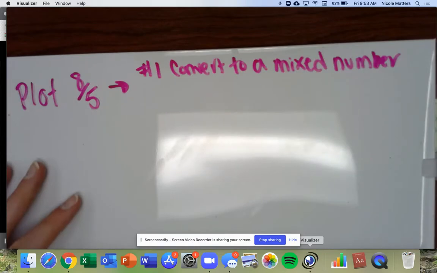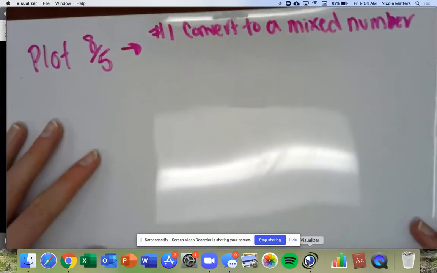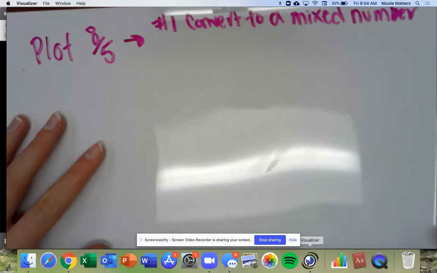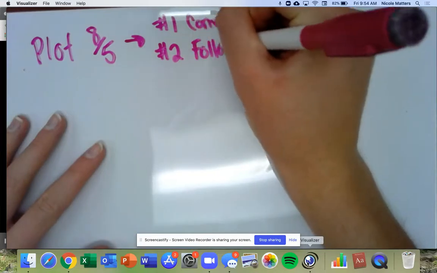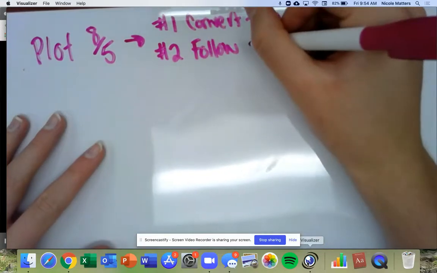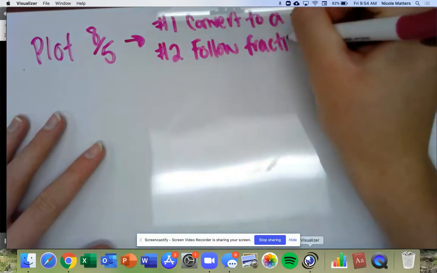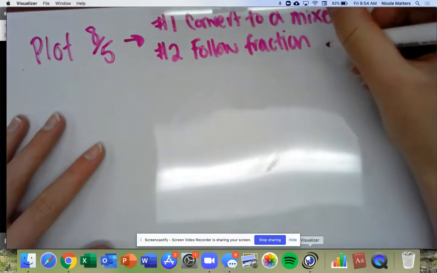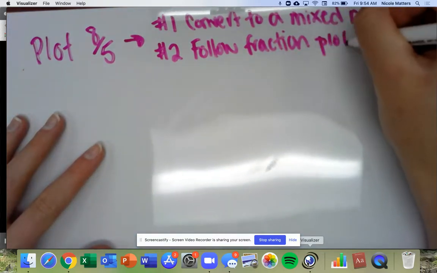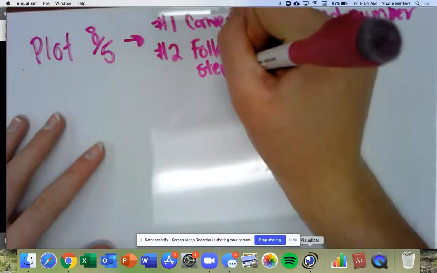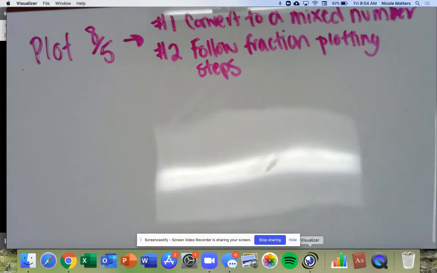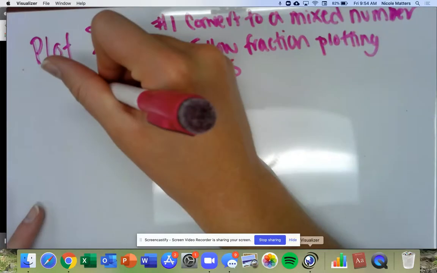Then, I guess I can use more of my screen. Step number 2 is to follow your fraction plotting steps, which is why I reviewed that at the beginning. Okay, so I know my mixed number is 1 3/5.